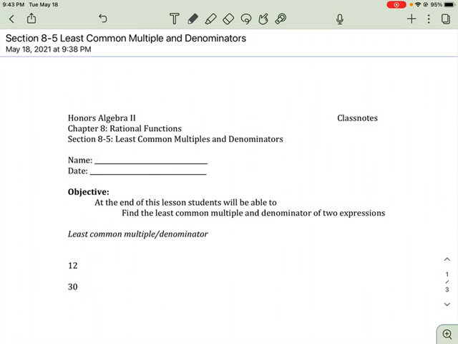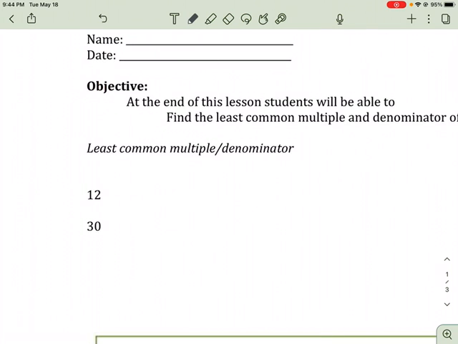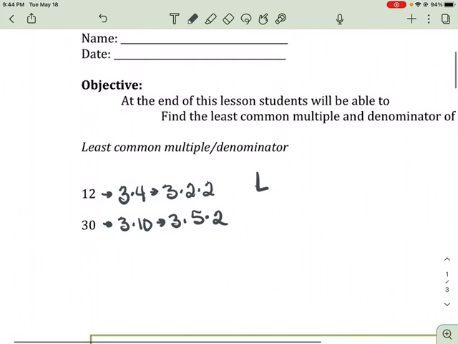So let's go back to when we first learned about finding the least common multiple or denominator. Keep in mind that means we're looking for the lowest number that both of the numbers will go into, that are factors of. Back in my day, we factored down to prime factorization, so we made factor trees. So 12 was 3 times 4, and then we wrote that down as 3 times 2 times 2. And 30 was 3 times 10, and we broke that down into 3 times 5 times 2.